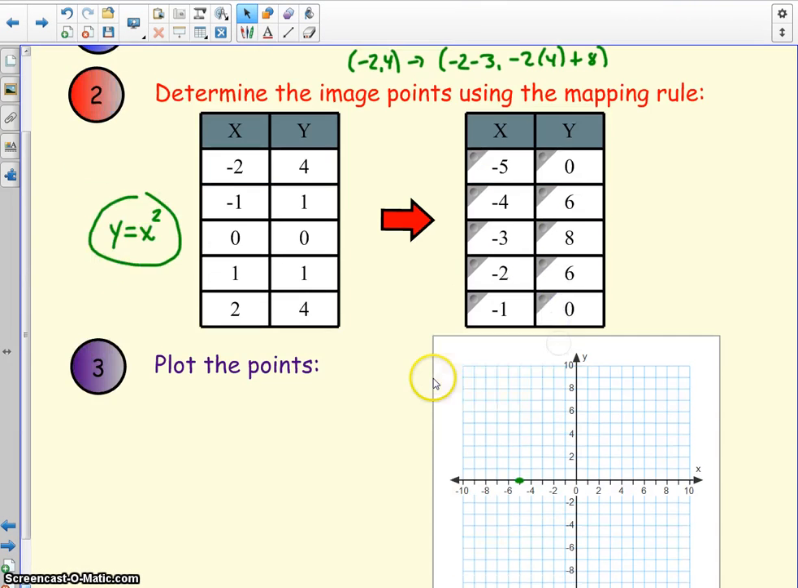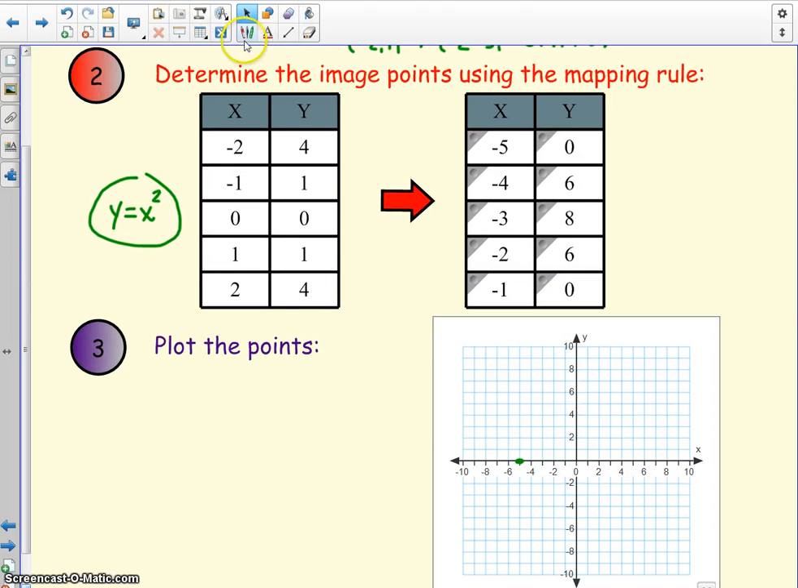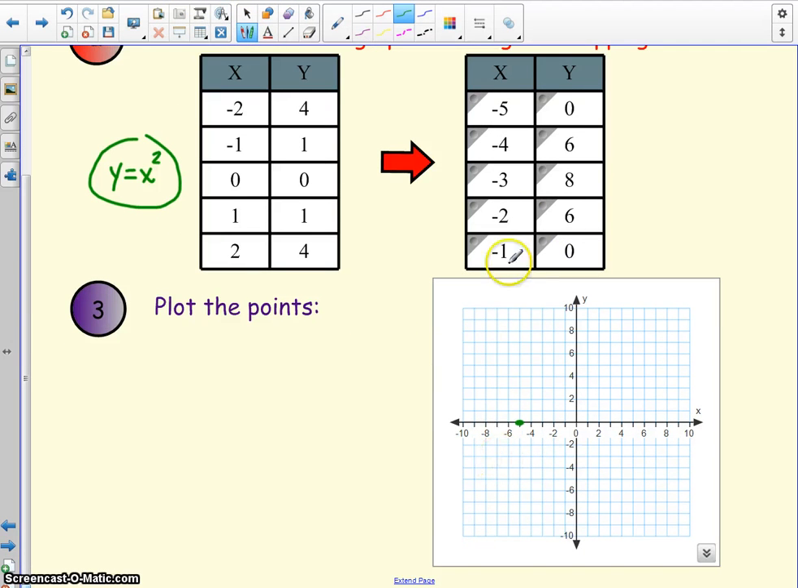Okay, so there should be the rest of your image points. If you plot these, we have negative 4, 6, negative 3, 8, 2, 6, and negative 1, 0. It sort of looks like it's formed the shape of a parabola. With your pencil, you can create a nice smooth curve going through all those points. And there's our parabola.